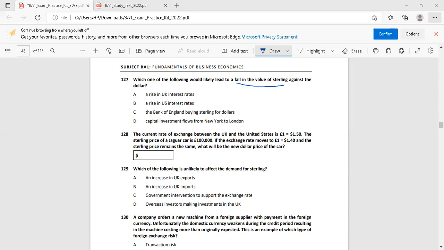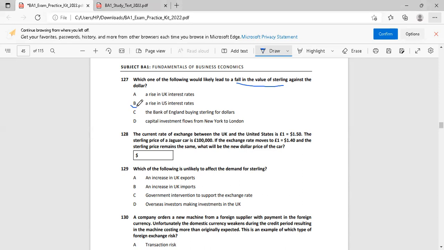So when there is a rise in US interest rates, then the demand for US dollars increases. That will have a negative impact, because it is sterling versus the US dollar. So the US dollar strengthens because of the increase in demand for US dollars. So when the price of the US dollar increases, it weakens the sterling. Okay, so we can go with B.